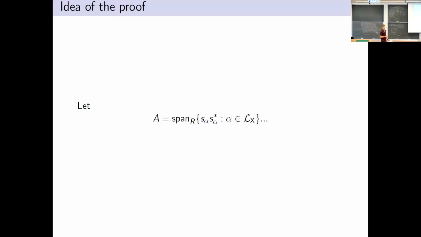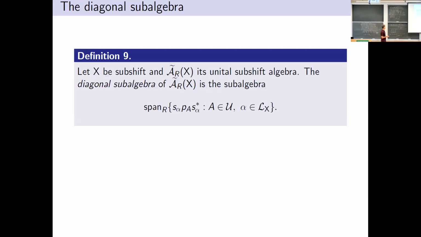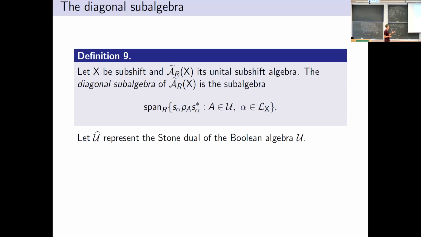So that's nice. Now we have this subshift, this shift that was defined previously without the connection to the C-star algebras, and now we get a C-star algebra and show that it's the spectrum of this commutative subalgebra. But now there is another commutative subalgebra inside there, the diagonal subalgebra, the one generated by the elements of the form S alpha P A S alpha star. Can you do the same thing? Well, then you get something a little bit more complicated. We're going to be using U filters. So we get U hat to represent the Stone dual of this Boolean algebra U, which is the algebra generated by the C alpha betas.